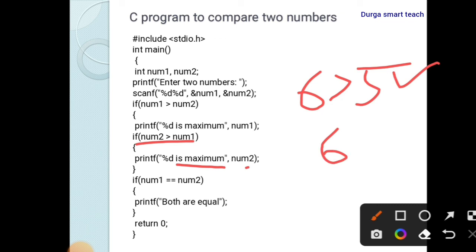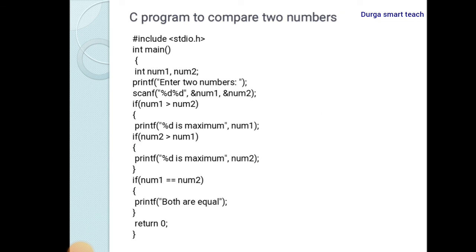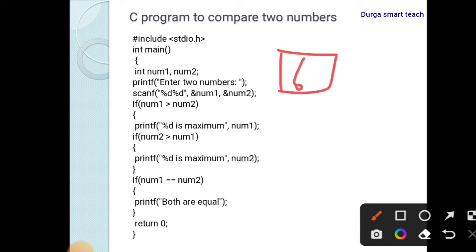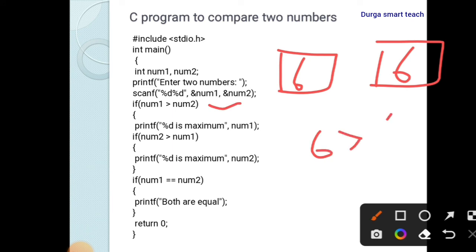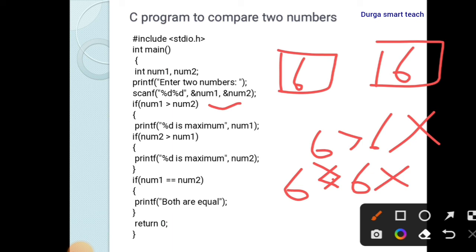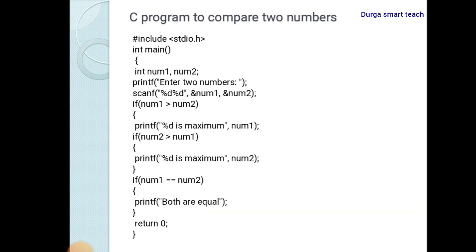If in case the num1 value is 6 and the num2 value is 6, first it checks 6 greater than 6. No. And again it checks 6 greater than 6. So it is also not possible. Again it checks 6 equals 6, num1 equals num2. If it is true, then both are equal. So in this way we can compare two numbers and display the output.